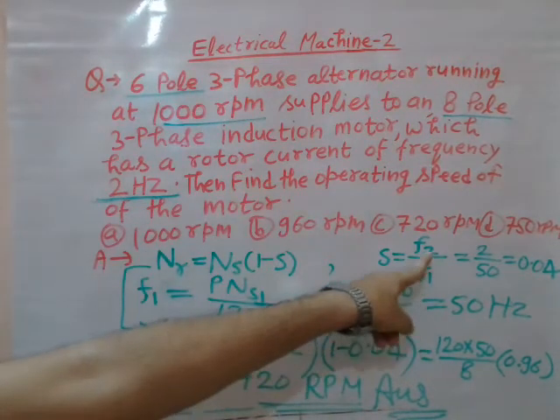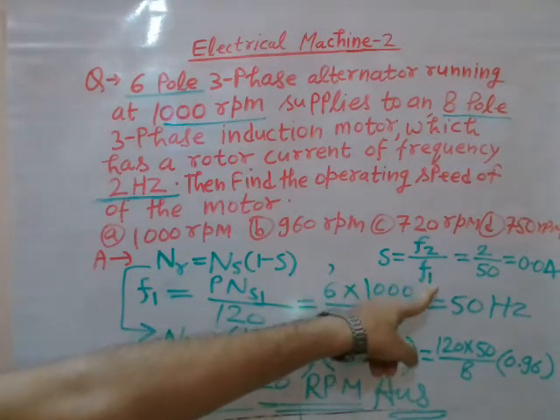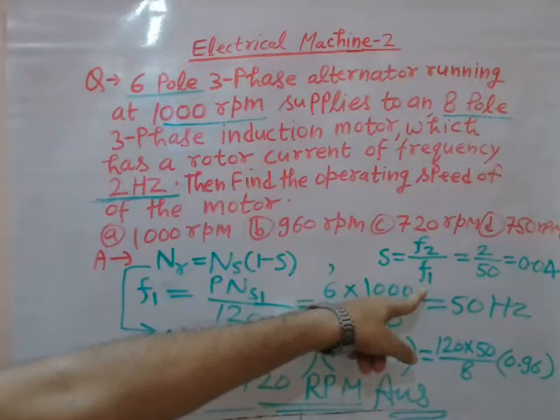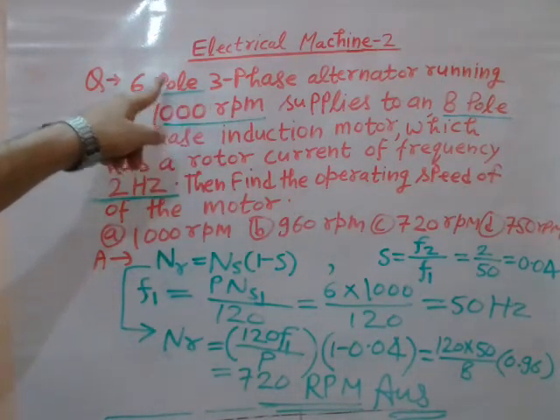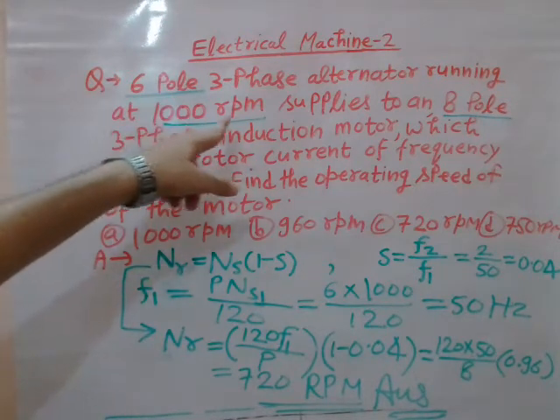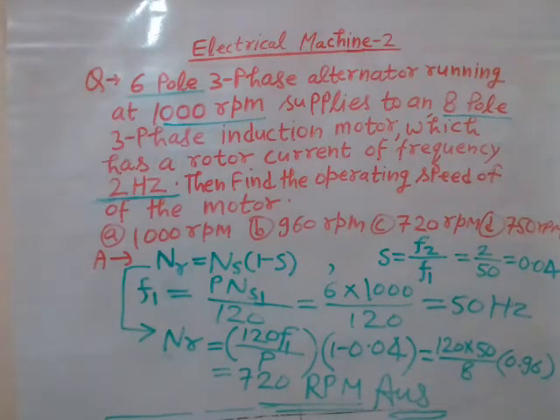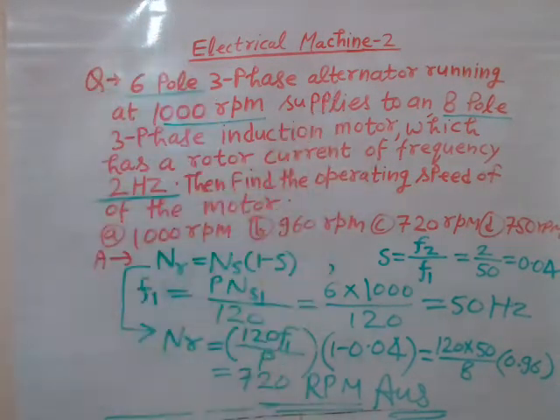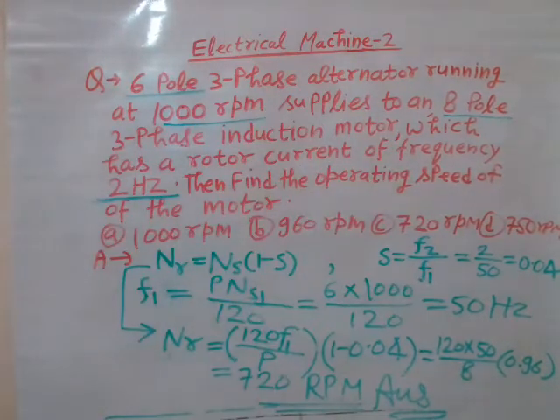And how to know this applied frequency to the stator of the induction motor? This F1 can be calculated from the alternator data: the synchronous speed of the alternator, that is 1000 rpm, and the number of poles on the alternator, that is 6. These two data are given to calculate the supply frequency to this induction motor, because your alternator is supplying your induction motor.